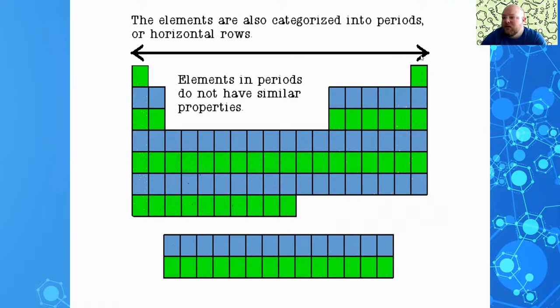Okay. We can also see that the elements are categorized into periods, and periods are the horizontal rows. So elements in a period do not have similar properties to elements in other periods. That's not the point of a period. Elements within a period or other periods do not have similar properties.